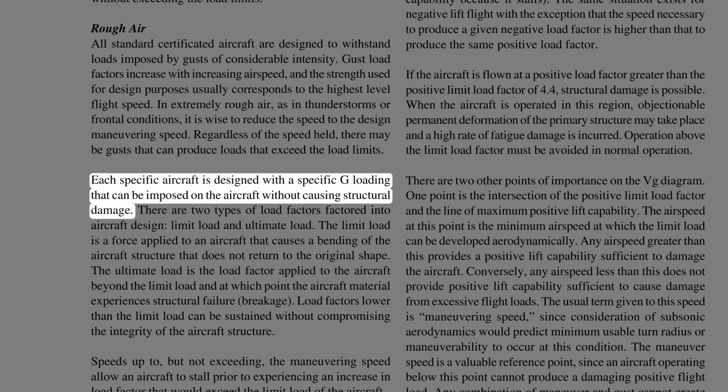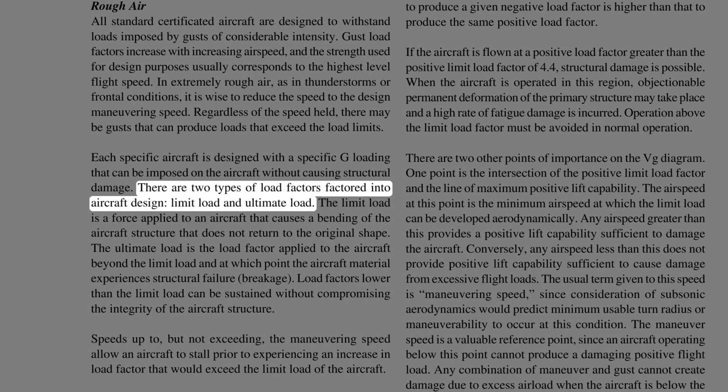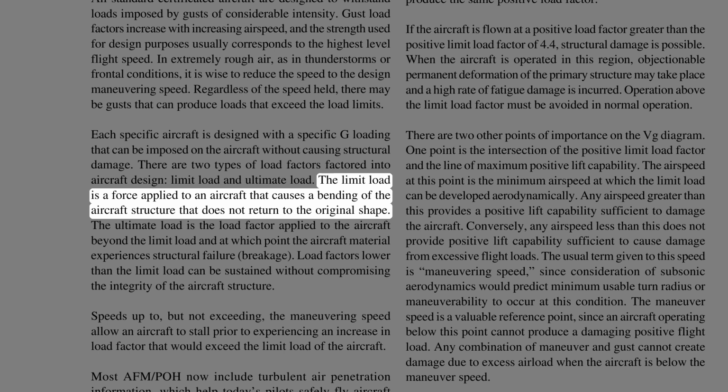Each specific aircraft is designed with a specific G loading that can be imposed on the aircraft without causing structural damage. There are two types of load factors factored into aircraft design: limit load and ultimate load. The limit load is a force applied to an aircraft that causes a bending of the aircraft structure that does not return to the original shape.